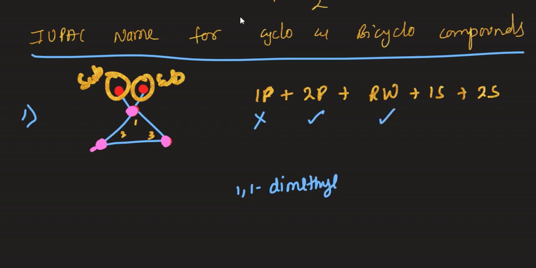Next, coming to root word, the pink color carbons are the parent carbon chain and it is in a cyclic structure. So what will I write? Cycloprop. Primary suffix is what? Single bonds, ane. So what is the name of the compound? 1 comma 1 dimethyl cyclopropane.